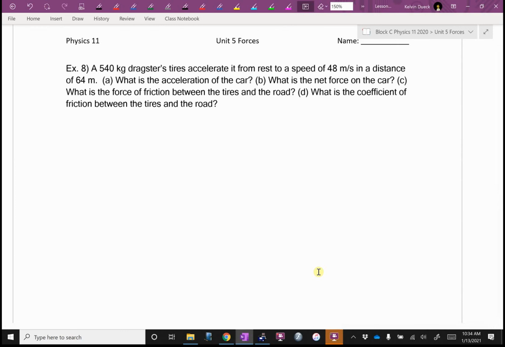A dragster's tire is accelerated from rest, I would probably mentally or actually underline from rest, to a speed of 48, and so on. What does A want me to find? I wrote A equals question mark and not a free body diagram because as I read this, I saw from rest and a 48 and a 64. I'm looking for an equation. Well, let's see. Vi is 0, Vf is 48, d is 64.